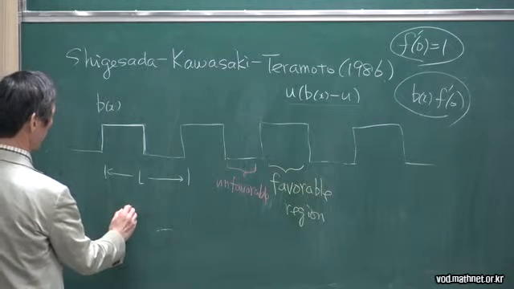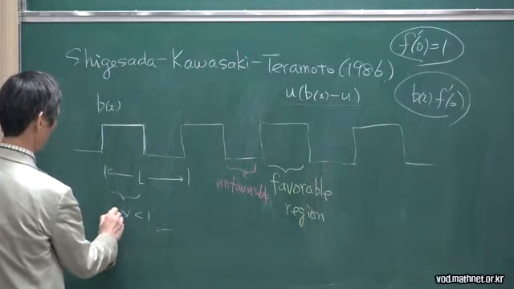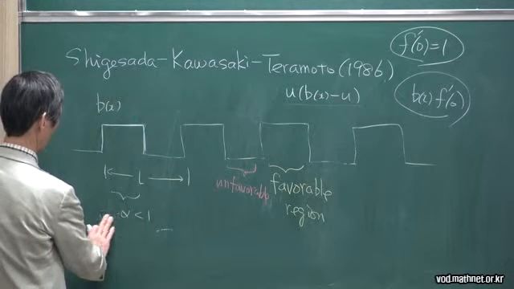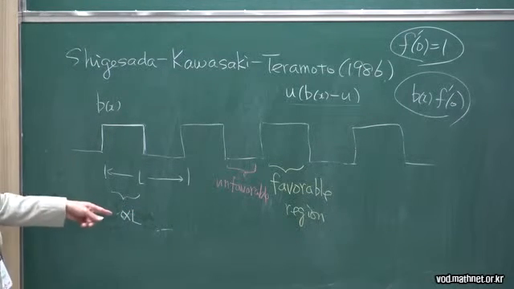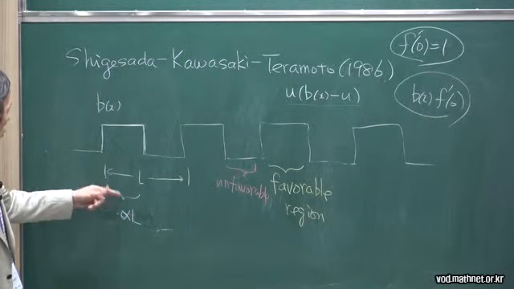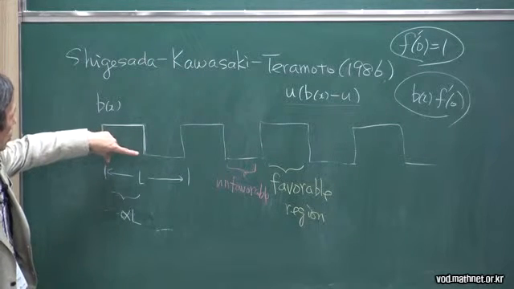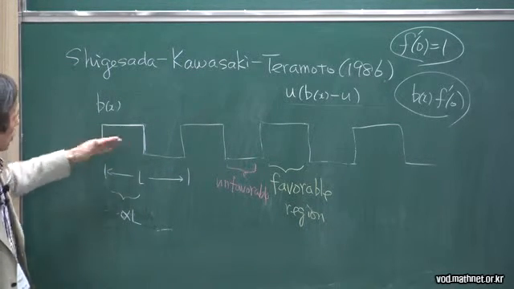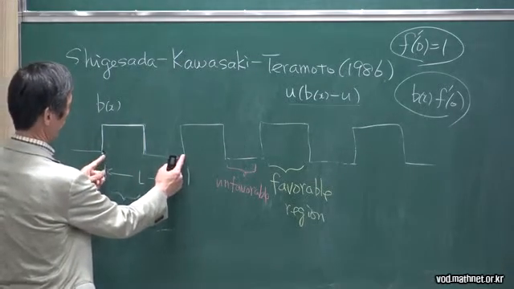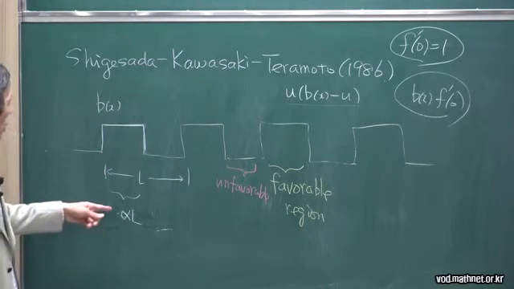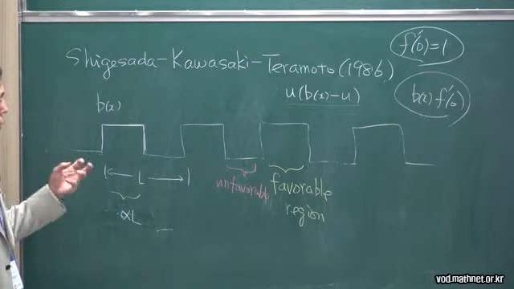Suppose that this ratio is alpha. Okay, so this is alpha L. Alpha is the ratio of favorable regions of the unit length, unit period. So let's fix alpha and change L. This is what they studied.